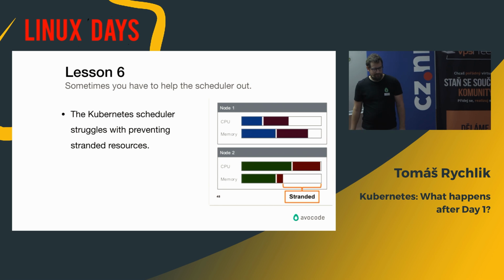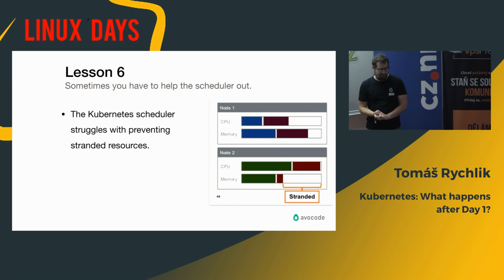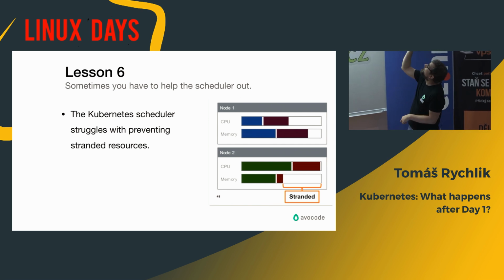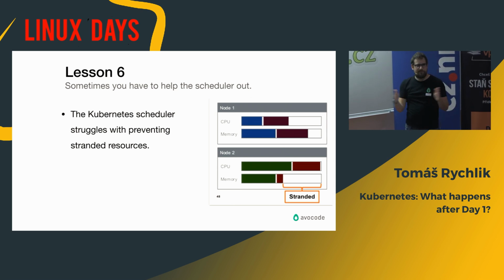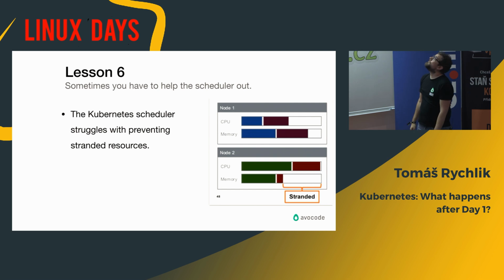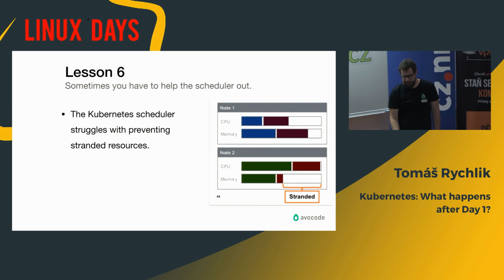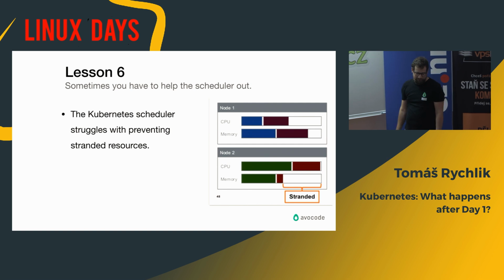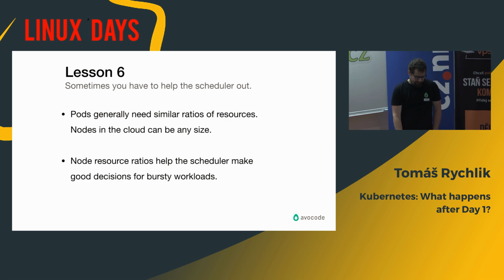And we noticed with this workflow that the scheduler sometimes struggles, and we saw a lot of stranded resources. What this means in this case is, if you look at node 2, there are two containers. They are the green and the red one. They are using 100% of the CPU of this node, but only half of its memory. Because 100% of CPU is used, you can't really schedule another pod here, and the remaining memory is lost and cannot be used, or stranded, as we say.